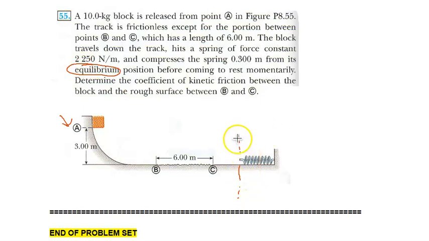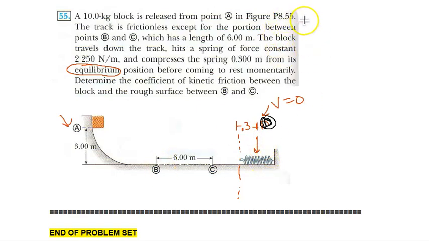Okay, so that's where the spring wants to be. Point D is 0.3 meters. That's where the block comes to rest. So this is point D, and the spring is compressed by that amount. So at A, it has some energy, friction takes some away, and then it compresses the spring.